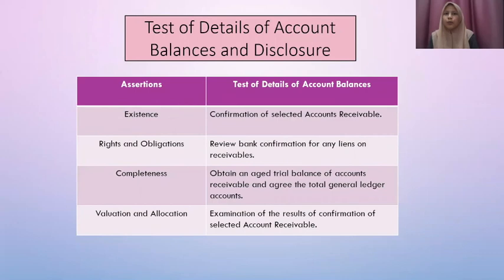Next, we move on to the test of details for account balances. For existence, the test of details that we should conduct is to confirm selected account receivable. For rights and obligations, we can conduct a review of bank confirmation for any liens on receivables. For completeness, the test of details that we can carry out is to obtain an aged trial balance of accounts receivable and agree to the general ledger accounts. And lastly, for valuation and allocation, we can examine the results of confirmation of selected account receivable.